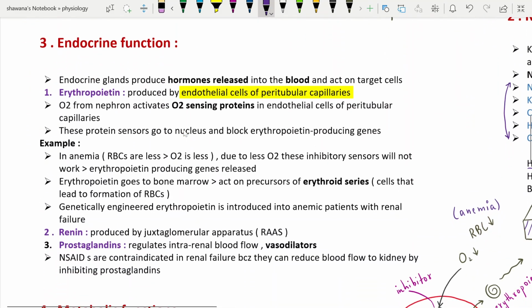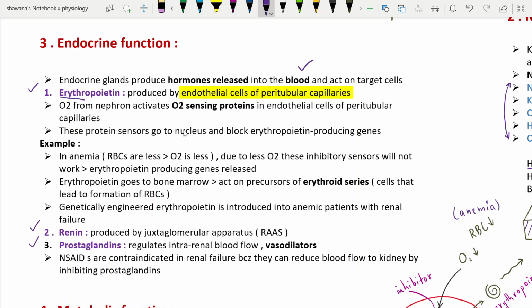The third function is the endocrine function. Endocrine function is to secrete hormones into the blood, which then act on the target cells. There are three endocrine functions you must remember relevant to the kidney. First is erythropoietin, the second is renin, and third is the prostaglandins. Erythropoietin is a hormone that triggers RBC production. As the name suggests, it's erythropoietin.